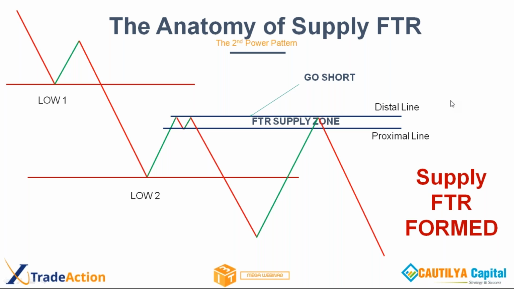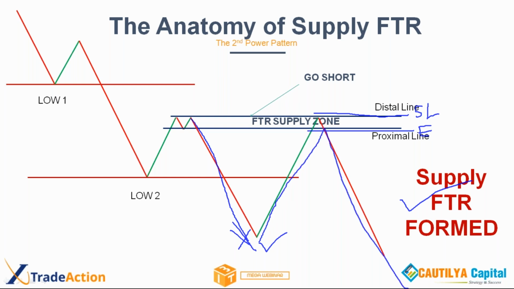Where to enter the trade? I have clearly mentioned that we always enter the short trades at the point of the proximal line. We always take stop loss here. This is entry, this is stop loss. The moment low 2 is broken, we decide that an FTR is already formed. And then price has to come all the way to my zone for me to trade, and then only I take my trade.